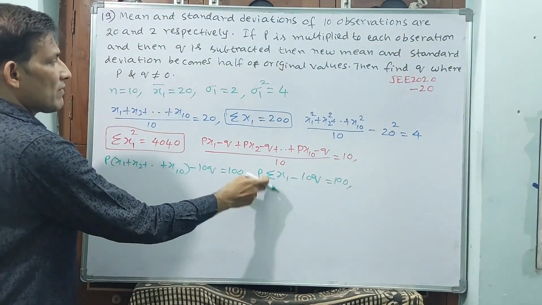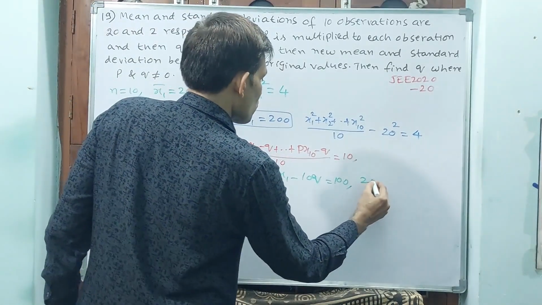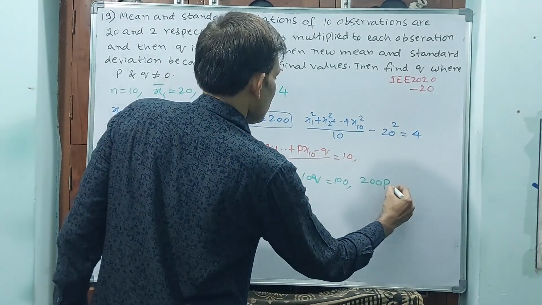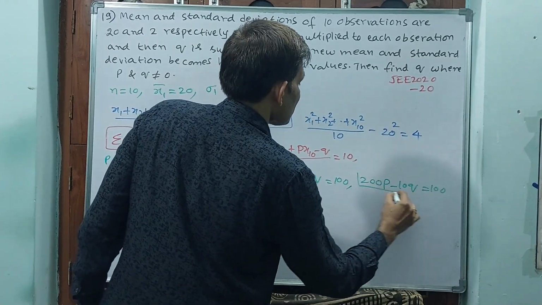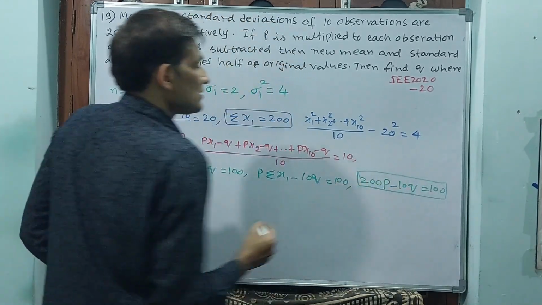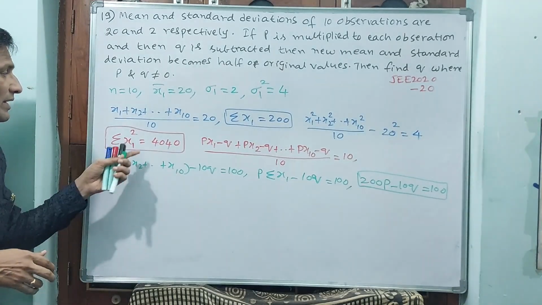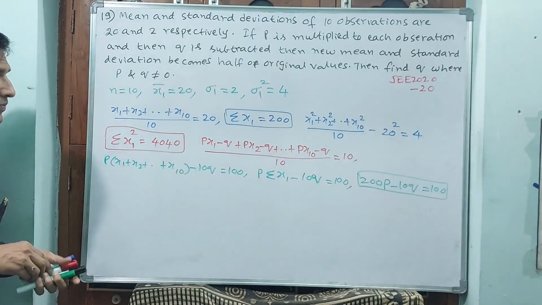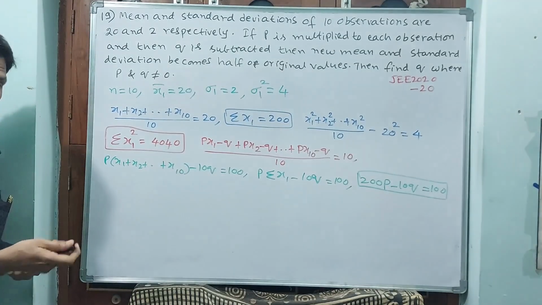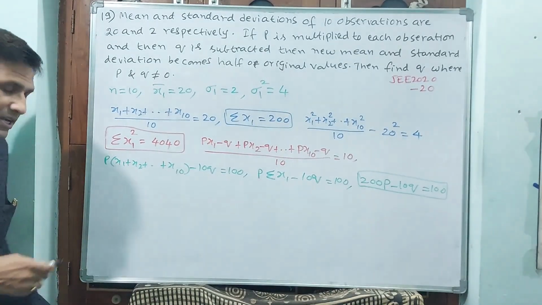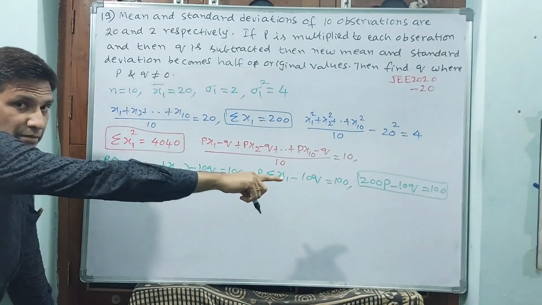And the sigma x1 value we are having is 200. That means 200 into P minus 10 into Q is equal to 100. Take this as equation number 1. Like this, one more equation we will get from sigma x2 square, and from there we will solve these and get the P and Q values. Okay, that equation is very important for us.